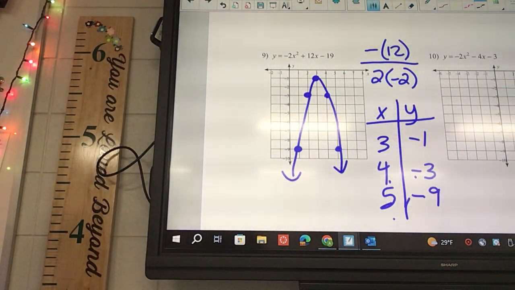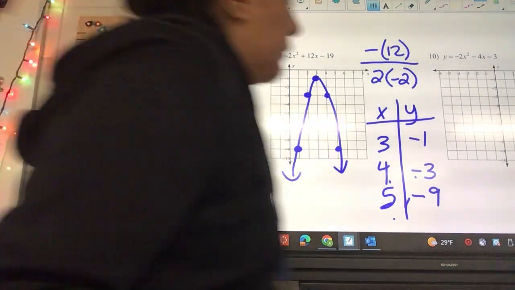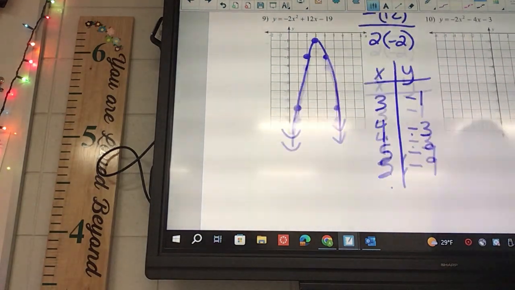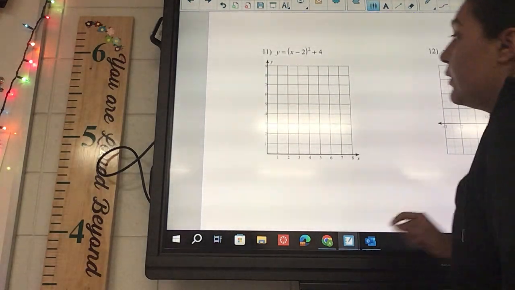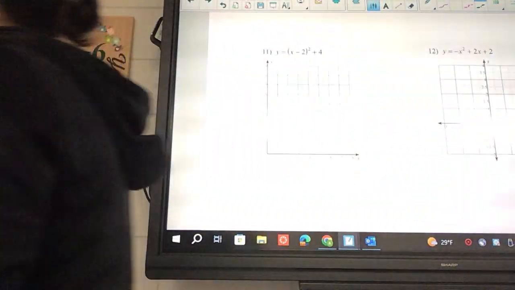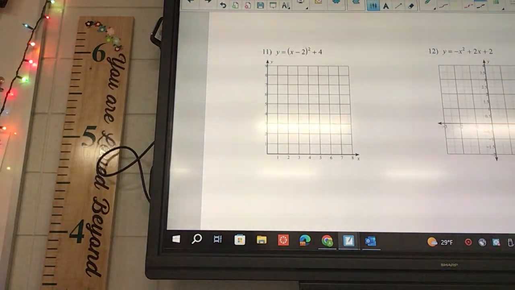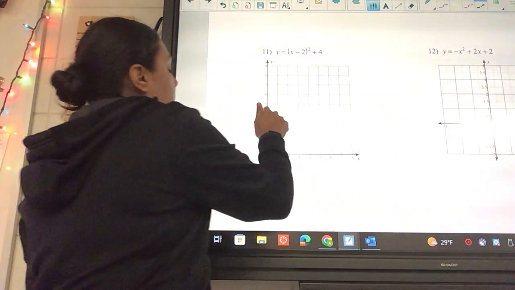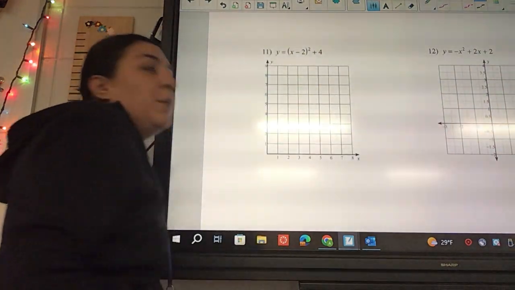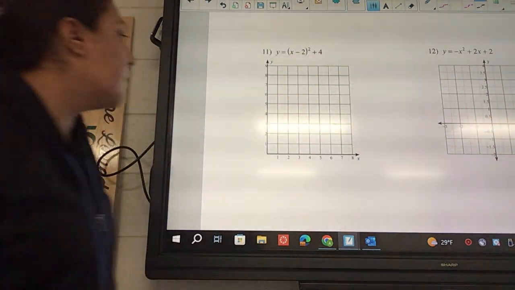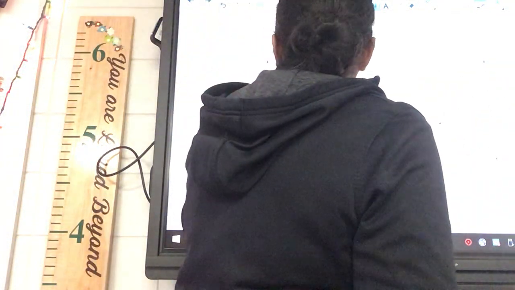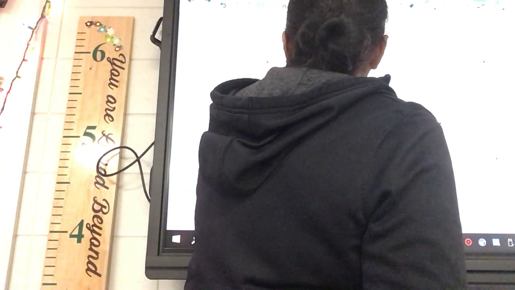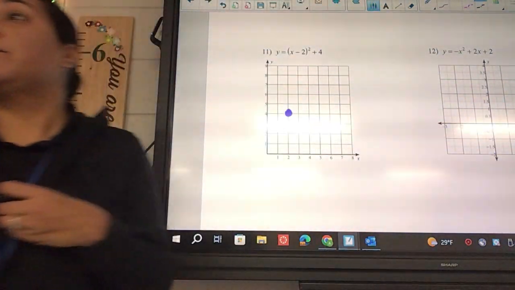Okay, 11, is that standard or vertex? It's vertex. How do we know it's vertex? The parentheses tell us it's vertex. Okay, we're gonna start with our pencil on 0, 0. What does that +4 do? Up 4. What's the -2 do? Can we even go left? No. Okay. Does this graph open up or down? It opens up.